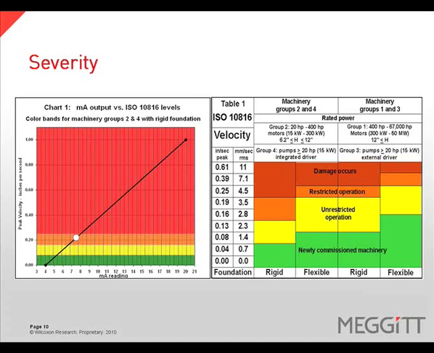Vibration severity can be a difficult thing to determine. Fortunately, ISO has a standard which you can use as a starting point. The ISO 10816 standard classifies vibration severity based on the speed of the equipment, the way it is mounted, and the vibration levels.